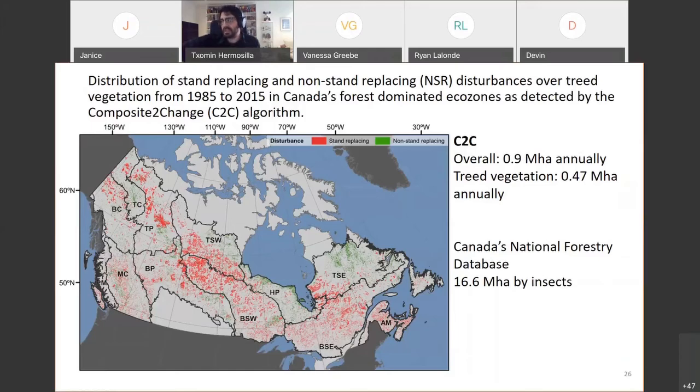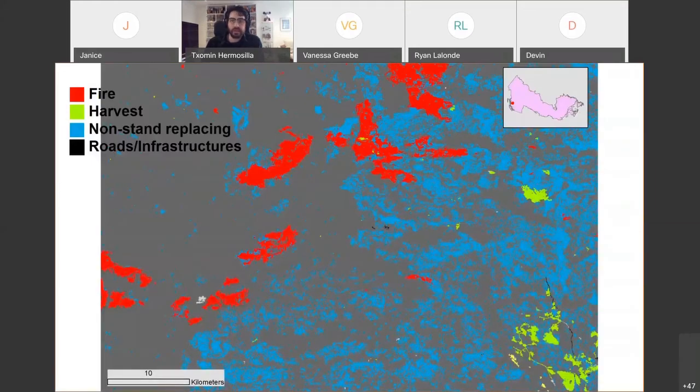Now, if we compare these numbers with the ones reported only for insects by Canada's National Forestry Database, they report 16.6 million hectares affected by insects every single year. So what is happening here is we detect the changes at the pixel level. We detect the small blobs and big blobs that are represented here in blue at the pixel level.